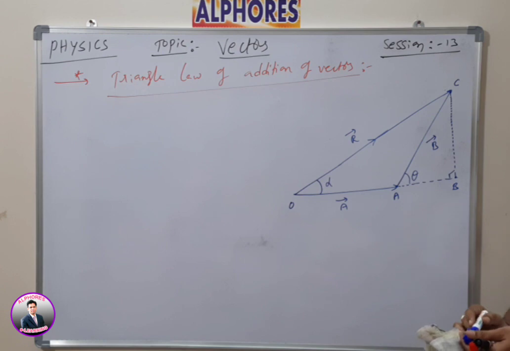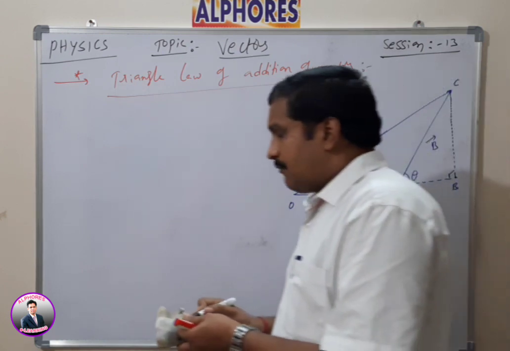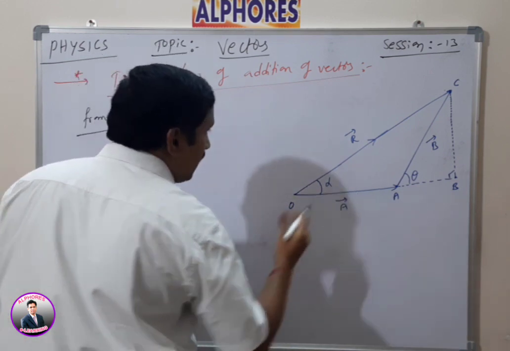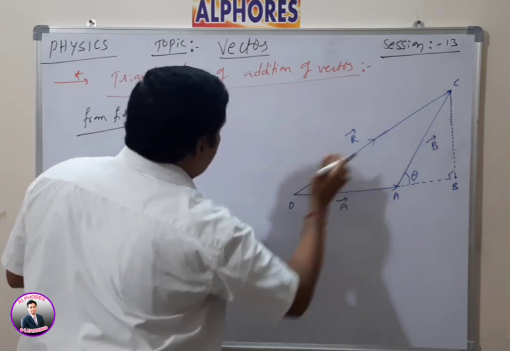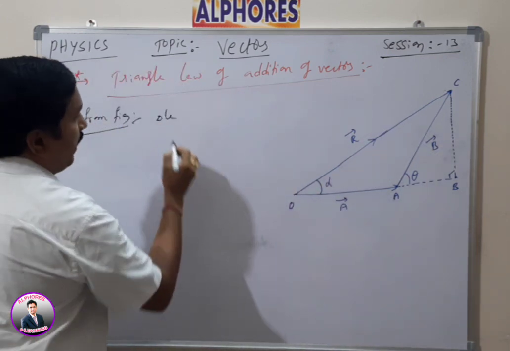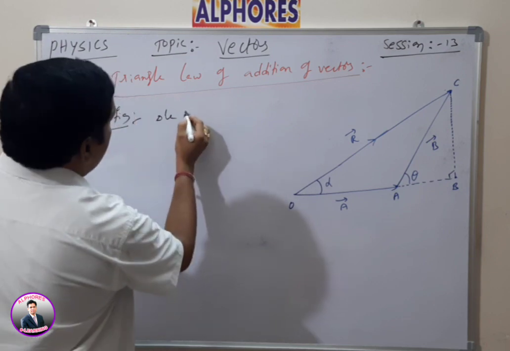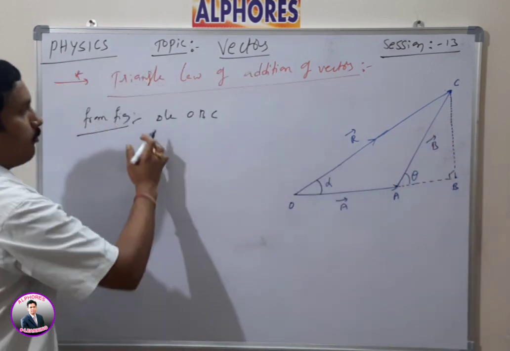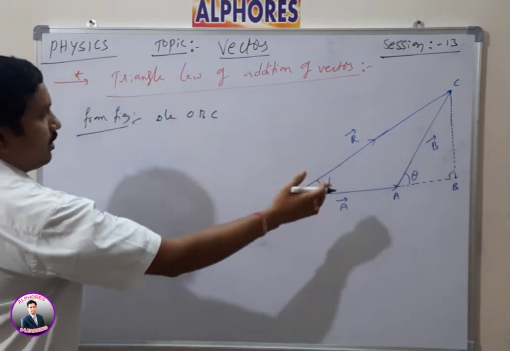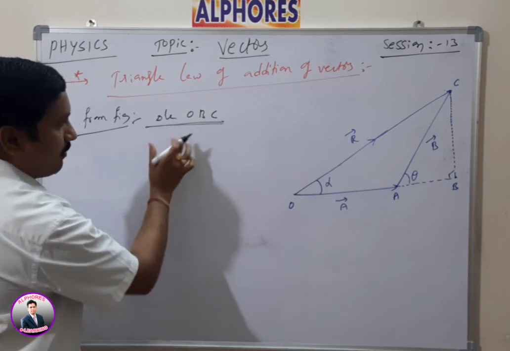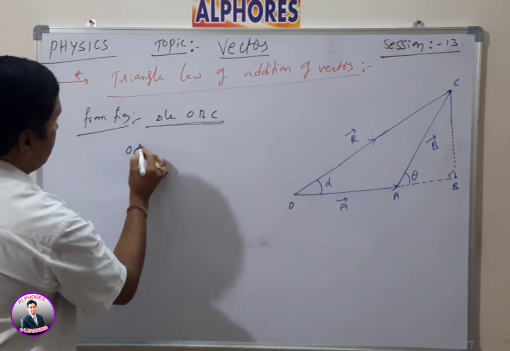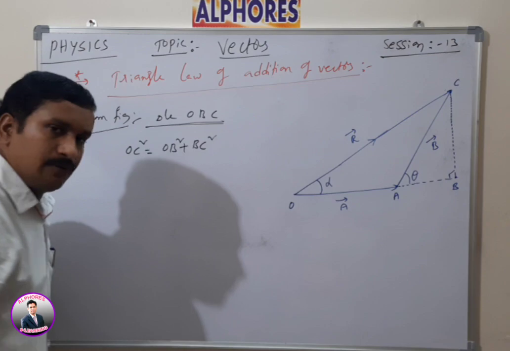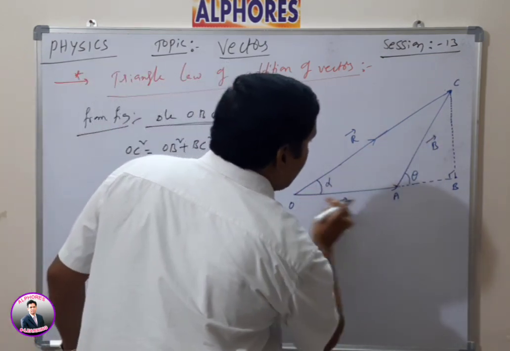Now listen carefully. From the figure, please tell me what is the value of this hypotenuse. I am taking triangle OBC, this is the big triangle. Triangle OBC, what is the value of the hypotenuse? According to the Pythagoras theorem, from this triangle, what is the value of OC? OC square is equal to OB square plus BC square. That means hypotenuse square is equal to side square plus side square.